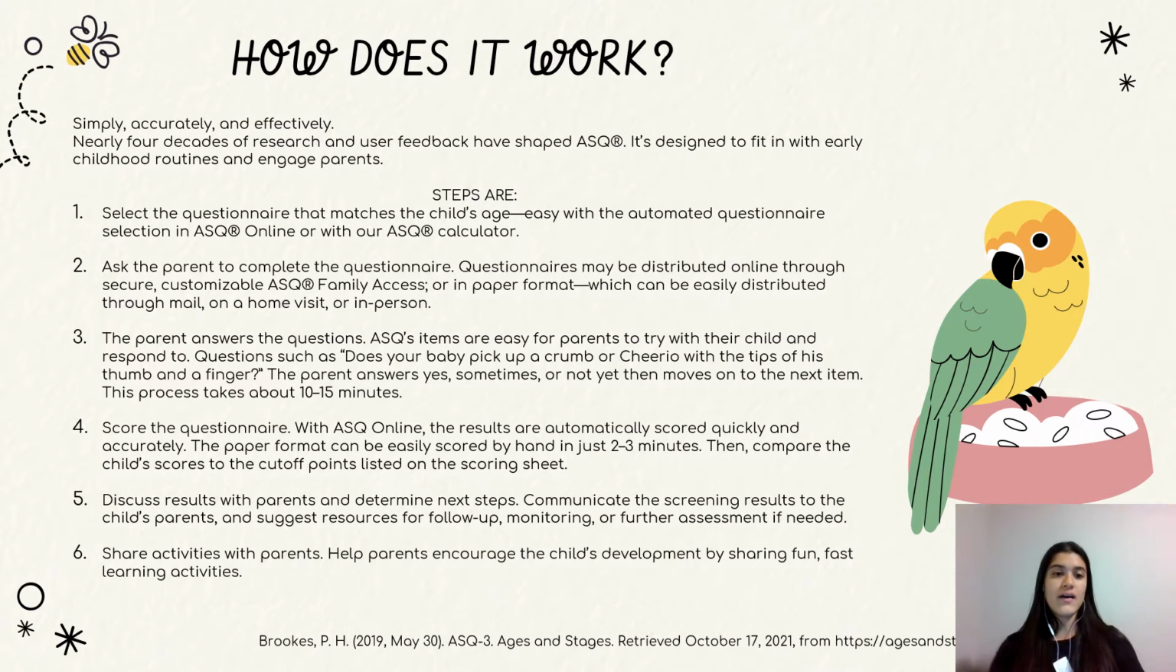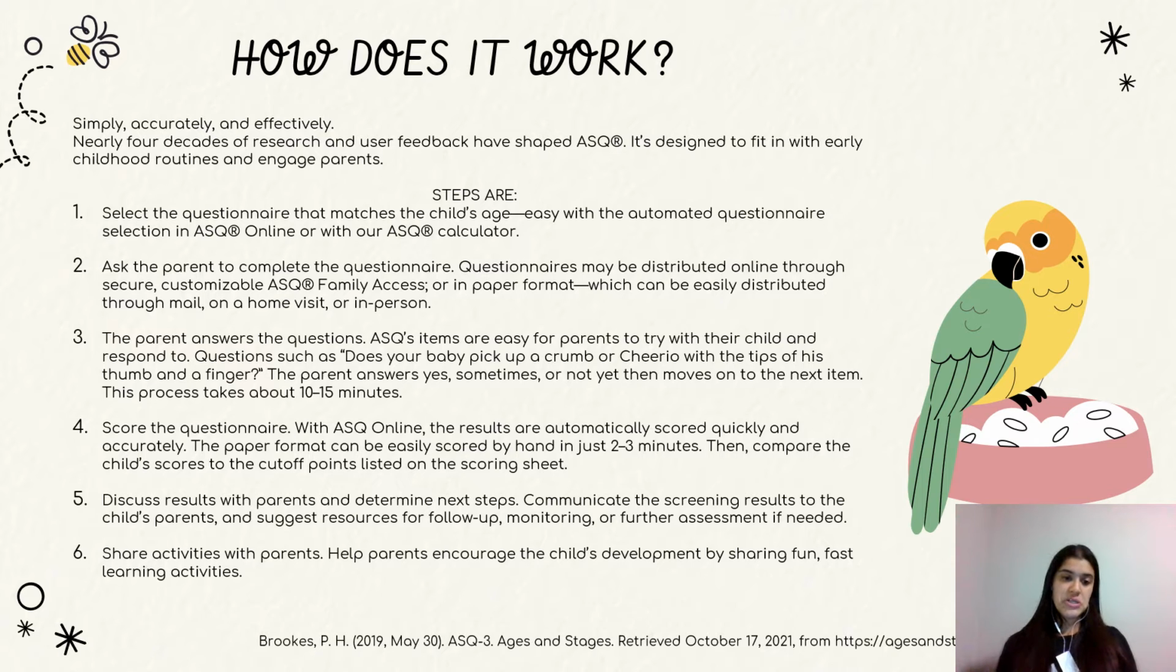So the steps are: first, select the questionnaire according to the child's age, of course. The second, ask the parent to complete the questionnaire, because there is a part for the families. The third, the parent will answer the questions according to what they see at home with the kids. The fourth would be to score the questionnaire, I will show you in a minute how I do it, and discuss the results with the parents and determine the next steps. Fifth, communicate the screening results to the child's parents and suggest resources to follow up, monitoring for further assessments if needed.